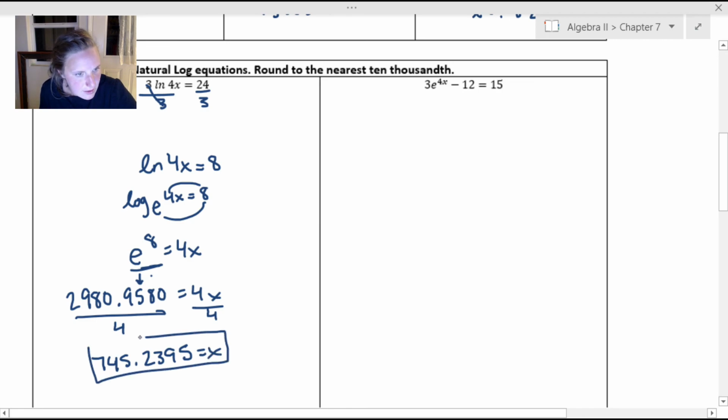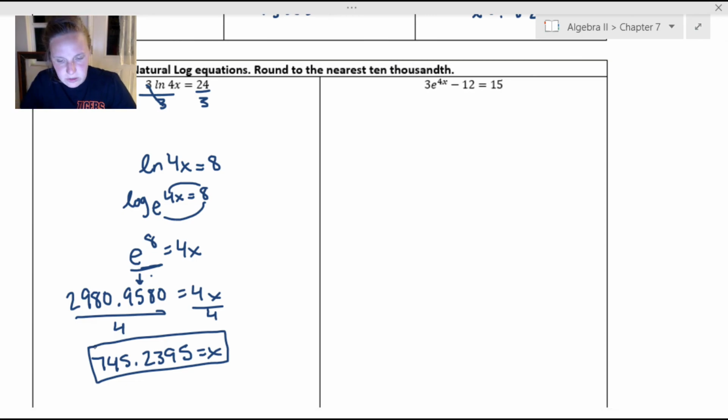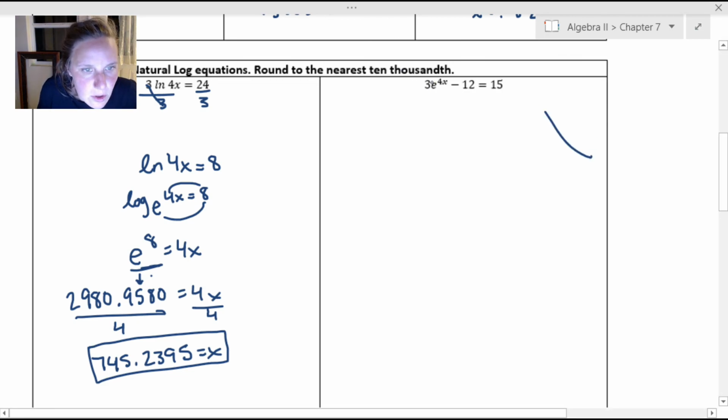All right. I want you to try, oh wait, this is an E. Let's do this one together, and then I want you to pause it and try them on your own. All right, so first we're going to isolate. So we want to get this by itself. So the first thing we have to do is add 12 to both sides.